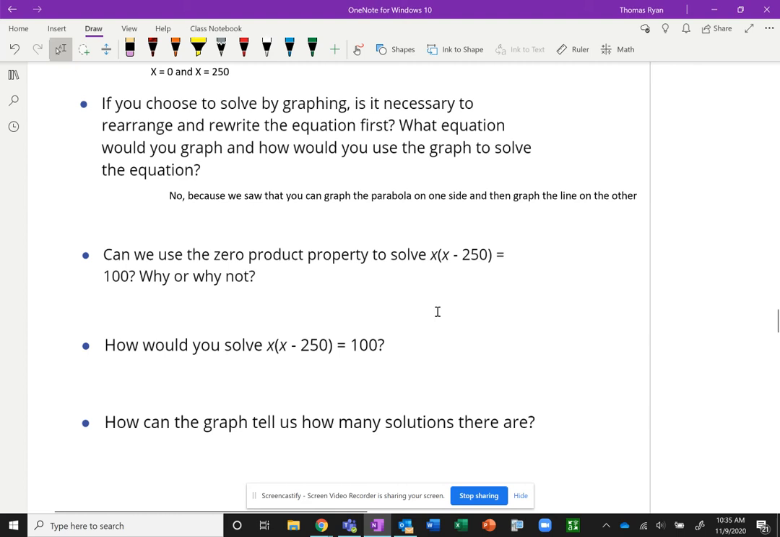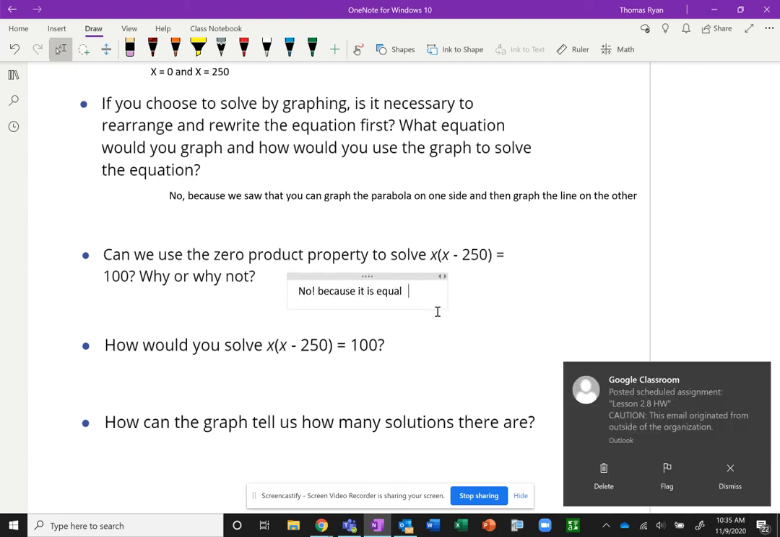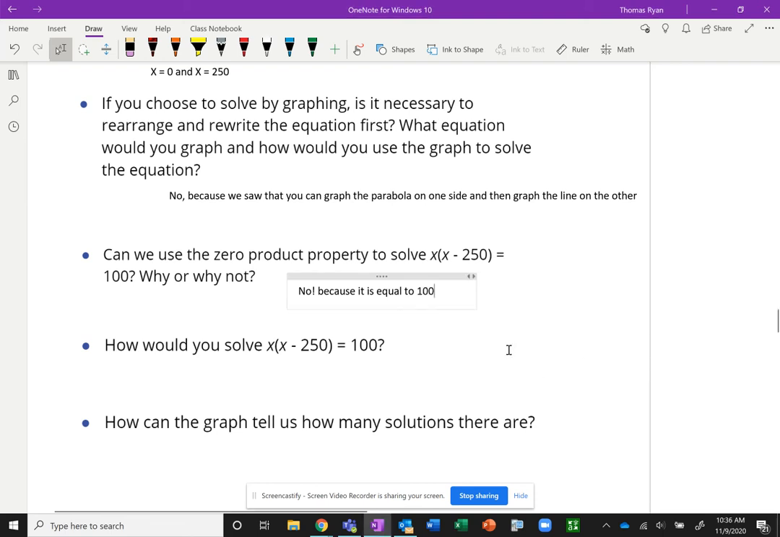Can we use zero product property to solve? Of course not, because it is equal to 100. So by nature, it is not the zero product property. How would you solve this? I don't know. I would say we can graph.